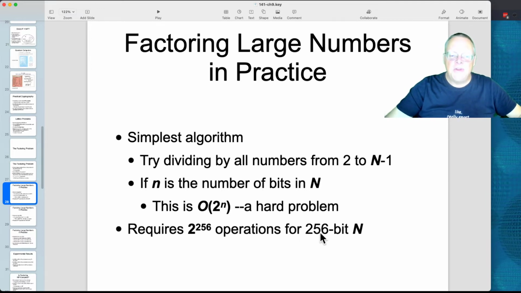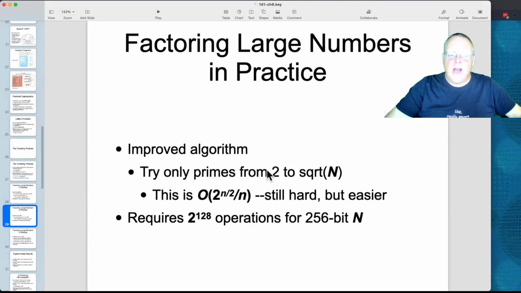This is the dumbest way to do it. For 256-bit n, you'd need 2 to the 256 operations, which is, of course, wildly impossible. So try a better algorithm. Try only the primes from 2 up to the square root of n. One of them must divide it if anything's going to. This is now 2 to the n over 2 over n, which is better than 2 to the n, but it's easier. This would be 2 to the 128.